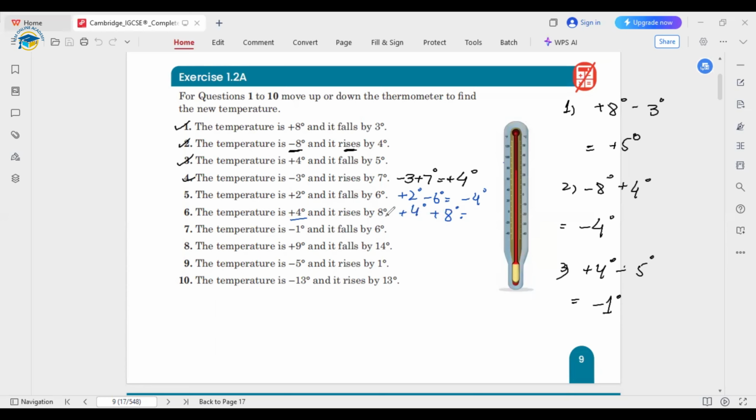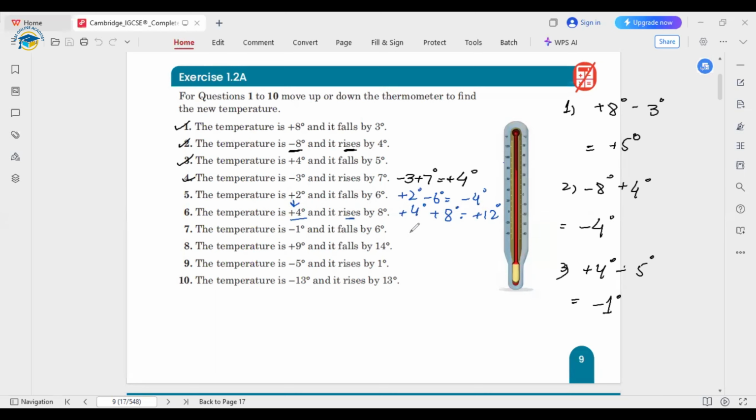Okay, students, next is +4 degrees, and as it rises by 8 degrees, positive would be positive. 8 and 4 would be +12 degrees, as the temperature is increasing over here. Along with that, the number that they gave at the start was also a positive number.